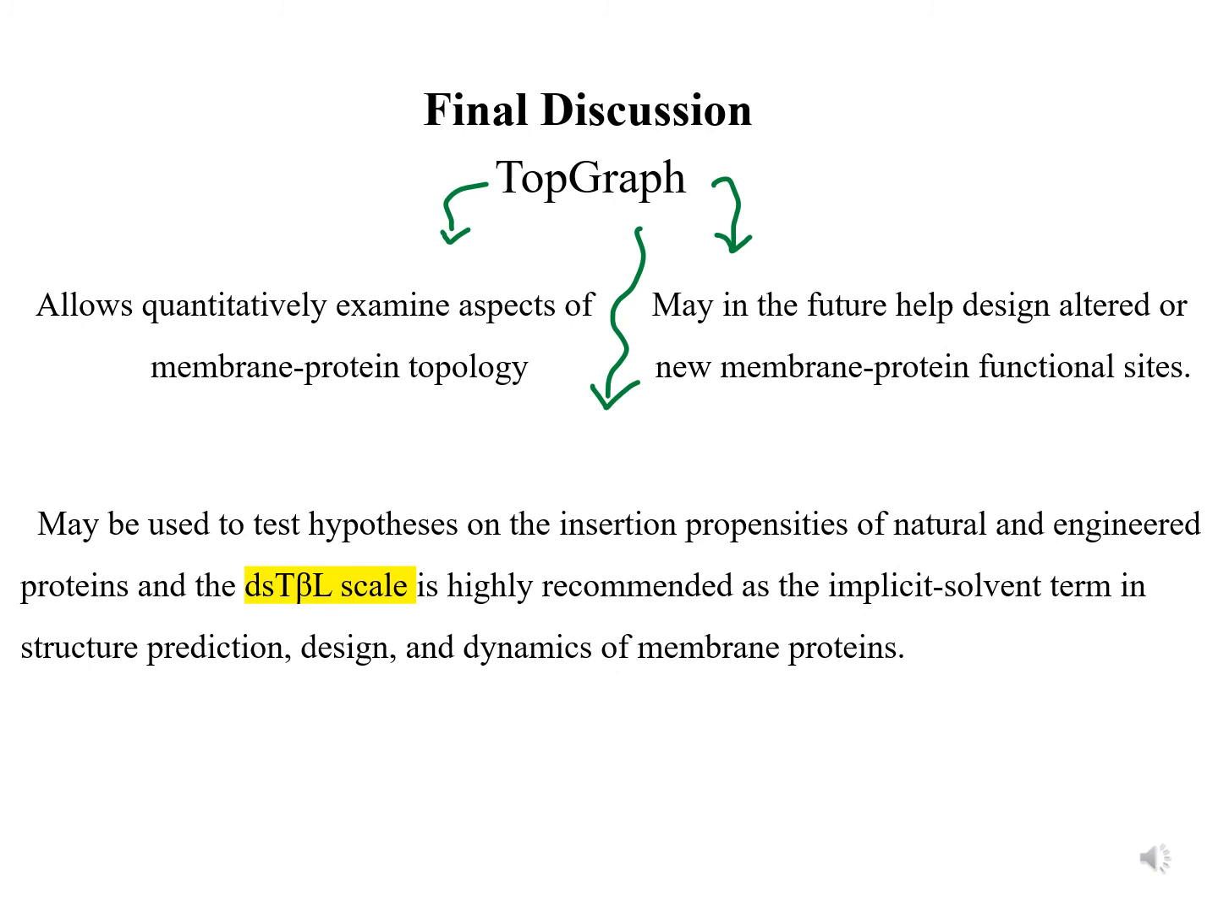For our final discussion, we can say that TopGraph allows quantitatively examining aspects of membrane protein topology and may in the future help design altered or new membrane protein functional sites. It may be used to test hypotheses on the insertion propensities of natural and engineered proteins, and the deep sequencing TOXCAT-beta-lactamase scale is highly recommended as the implicit solvent term in structure prediction, design, and dynamics of membrane proteins.